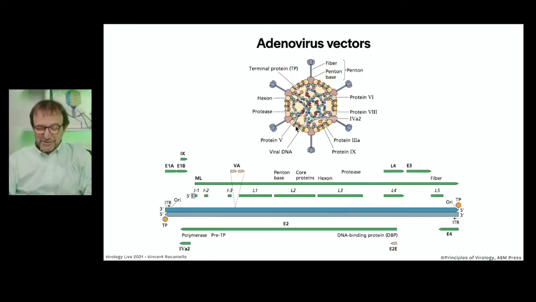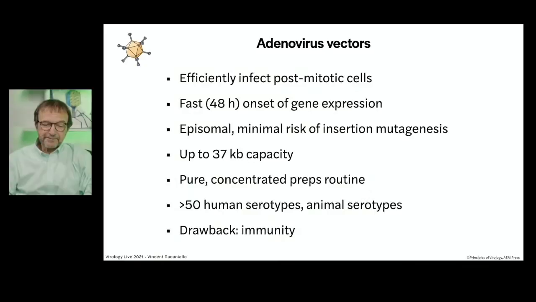So here's the DNA down here, 35,000 base pairs in length. We know how it works. We know what genes are encoded, and that led to the production of the first vectors. Now, adenovirus is a good candidate for gene therapy and for delivering genes or antigens via vectors because it efficiently infects post-mitotic cells. And you should understand this right away. A post-mitotic cell means it's not dividing. And you should remember that adenovirus kicks cells into dividing so that its DNA can get reproduced. Very fast onset of gene expression. The virus remains episomal, minimal risk of insertion mutagenesis.